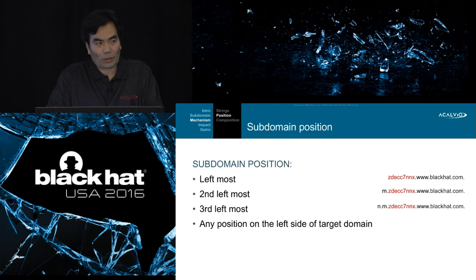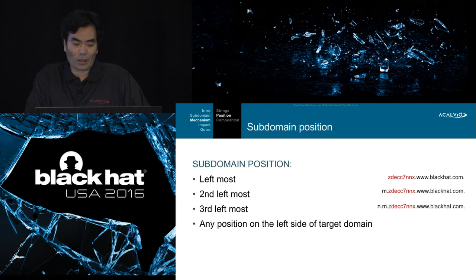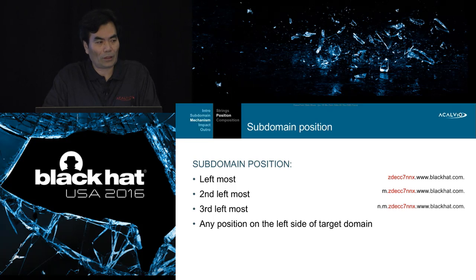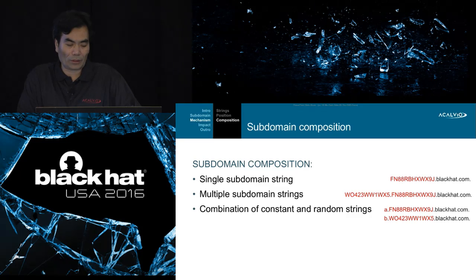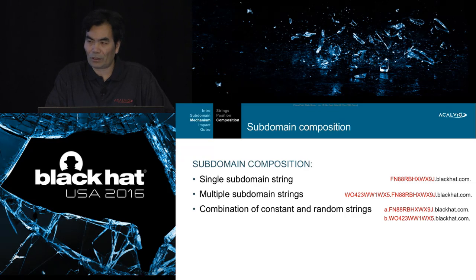Subdomain string position also plays an important role in helping evade detection. It's common to place the strings in the leftmost position, but we also see it occur in other positions, like second leftmost or even third leftmost. Finally, the subdomain composition can be either single strings or multiple strings, or a combination of constant and random strings. In this way, the attacker can generate a large set of different substring patterns, making detection much harder.